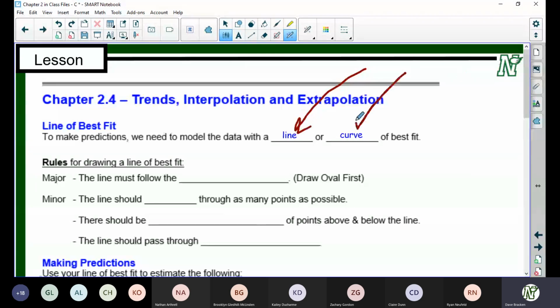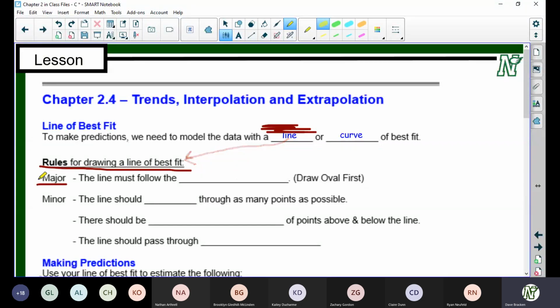So what are we going to do here? How are we going to come up with the rules to draw this line of best fit? If we're going to draw this line right here, what are the rules for drawing this line? And there's one major rule, and I'm going to highlight this, because if you only follow one rule, this is the one. Draw an oval around your dots, a tight oval around your dots. And that line of best fit must follow that general pattern.